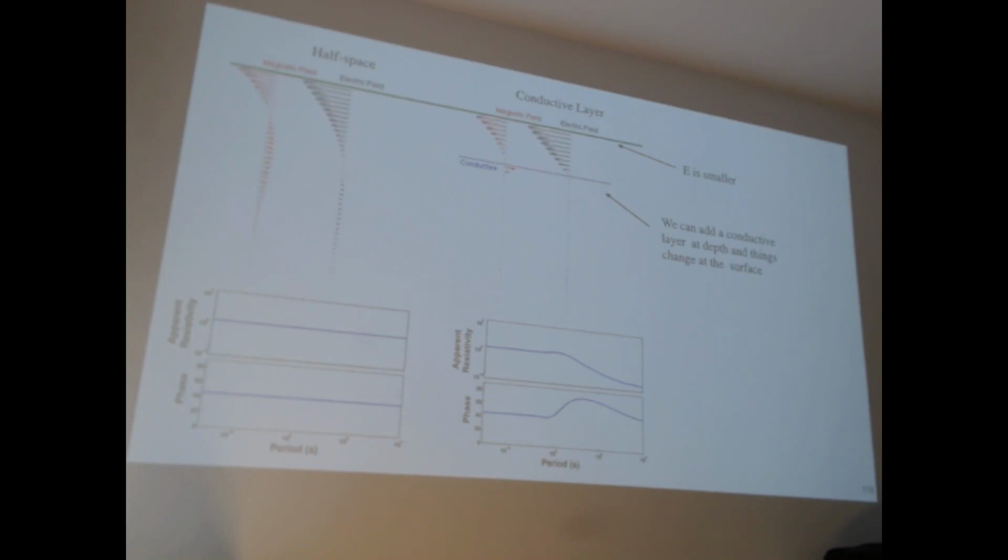So this is the trick with magnetotellurics. When you put different conductivity structure down deep in the model, it changes the electric field measurement you measure at the surface. And that's the magic.